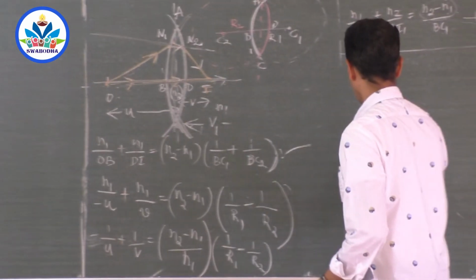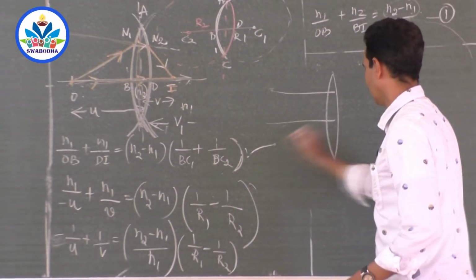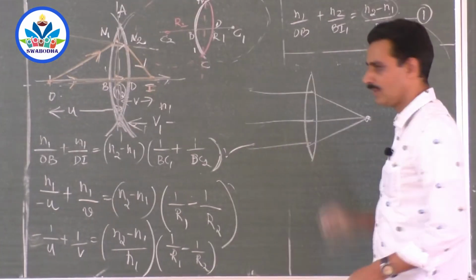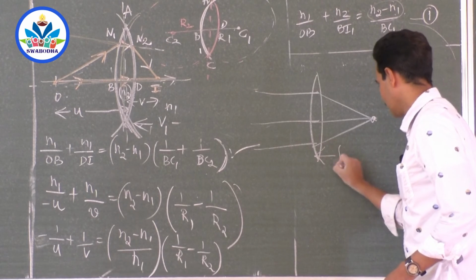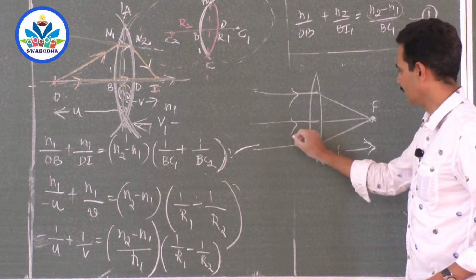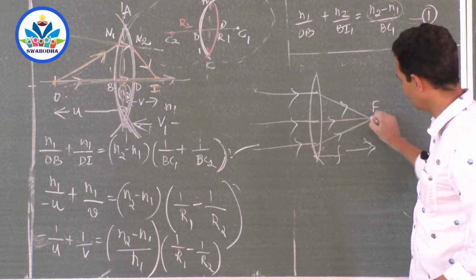If you take a convex lens and incident parallel rays of light, they will directly go to the other surface and meet at a point. It is a converging lens. Focal length is the distance between the focus and the lens. Am I right? So if parallel rays are incident on a lens, after refraction they meet at focus.